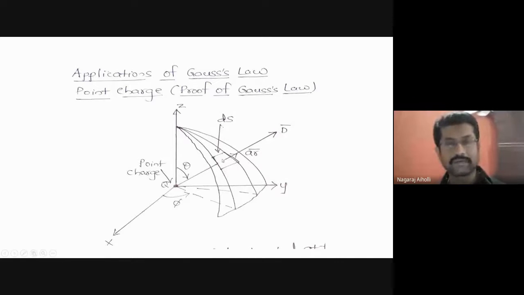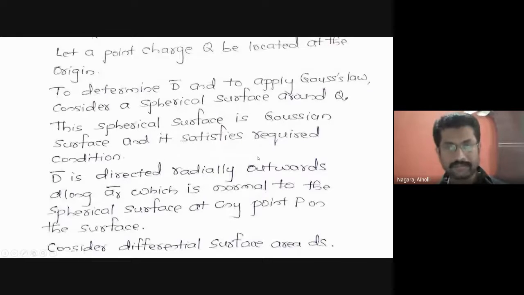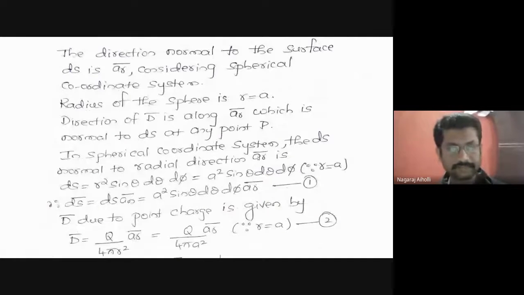The unit vector is an bar, and it is along the same direction as d bar and also the same direction as that of ar bar. Hence an bar is considered equal to ar bar. Here we are writing ds bar is equal to ds an bar, that is a square sine theta d theta d phi, an bar is equal to ar bar. Write it, take it as equation 1.